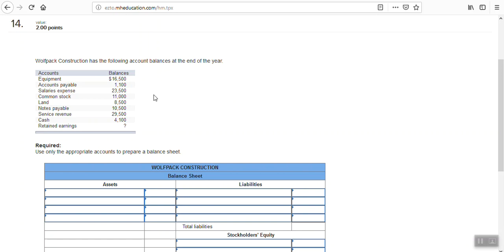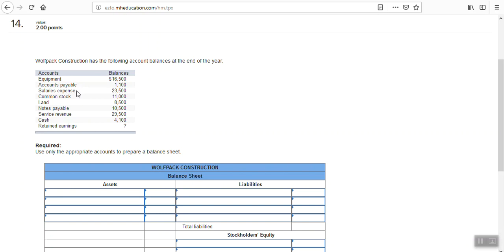So if we look up here at our balances, we need to figure out which ones fall into those three categories. We've got equipment, that's an asset, that's something that the company owns for future use. Accounts payable is a liability, that's a debt. Anytime you see the word payable, that's going to be a liability.